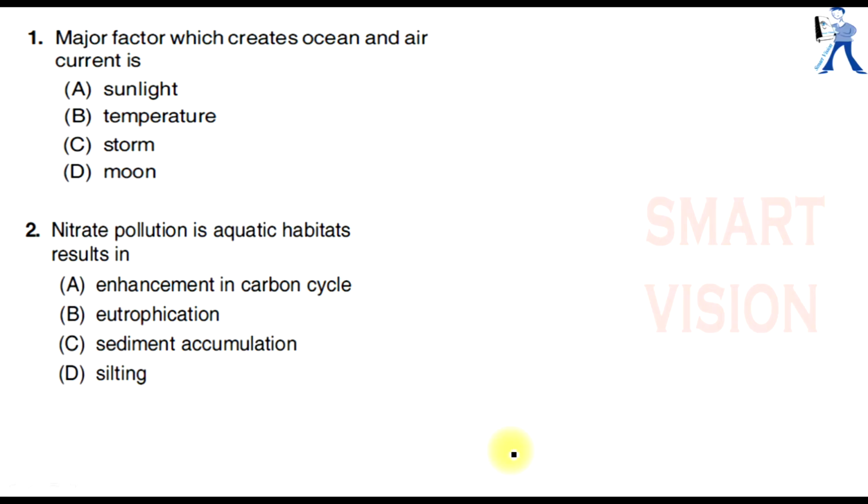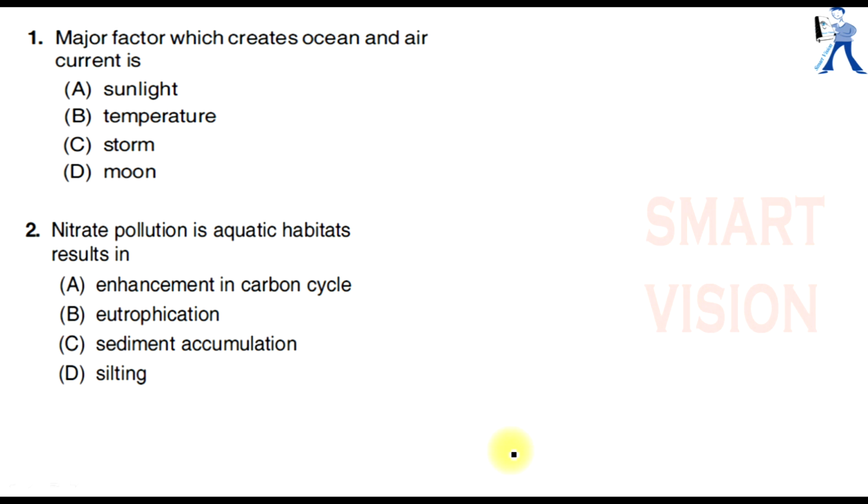This is the first question asked in the said year: the major factor which creates ocean and air currents is. The options are sunlight, temperature, storm and moon. What is an air current? First we have to know what air current and ocean current mean.